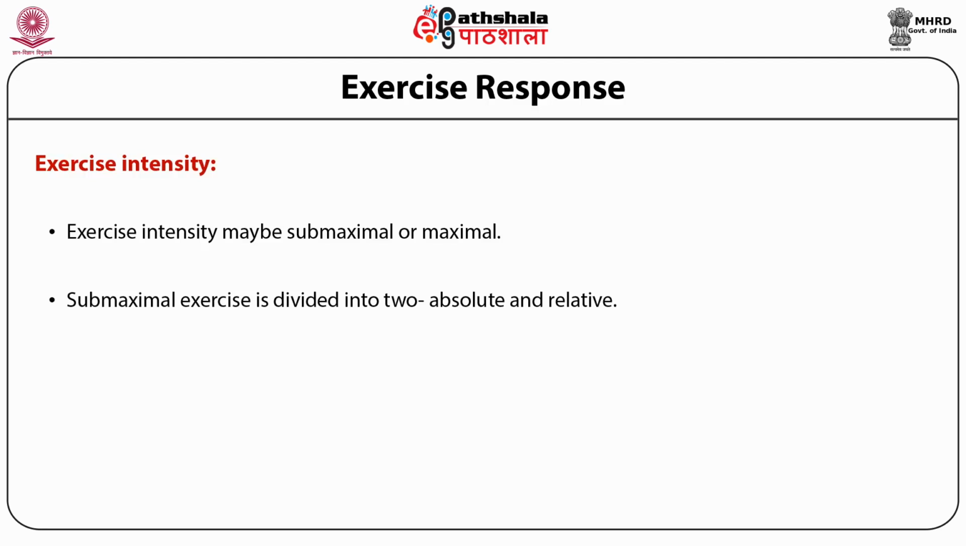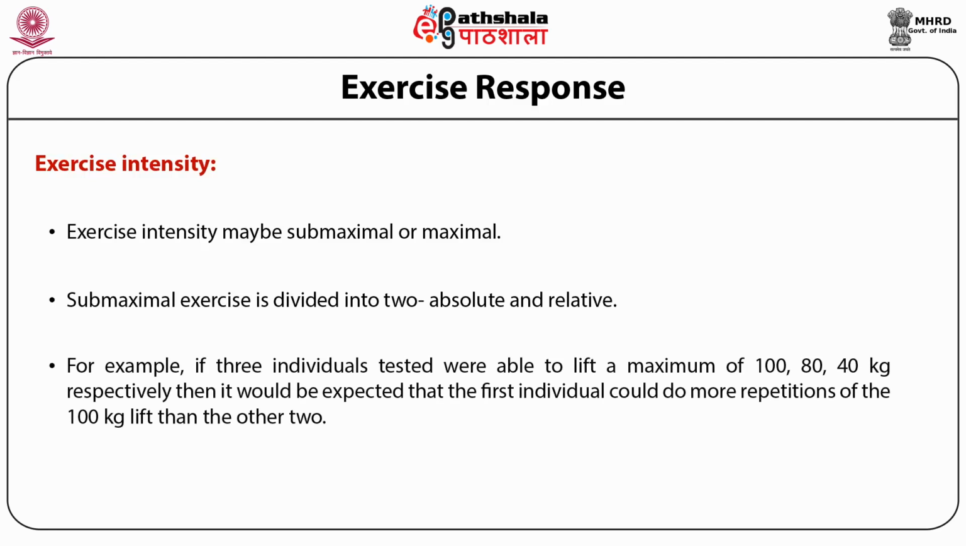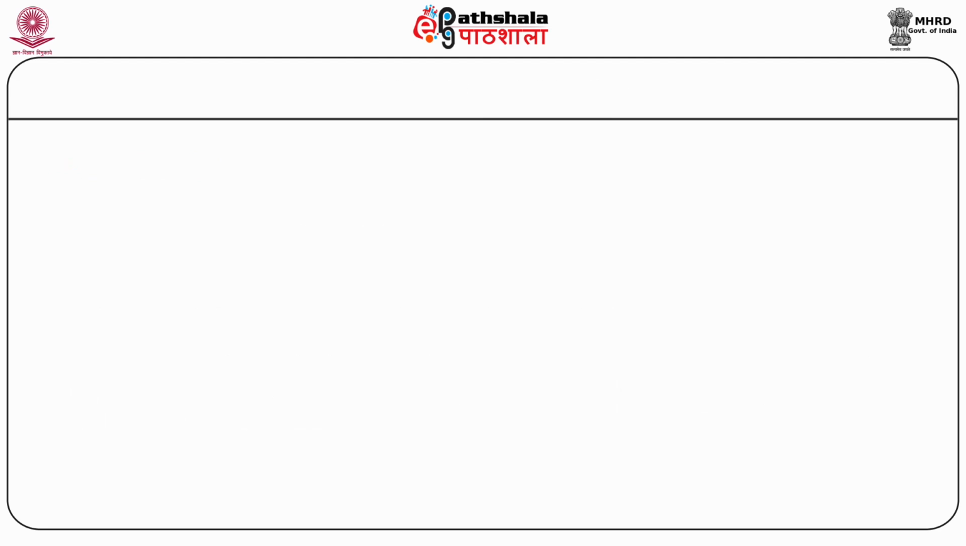A set exercise load performed at any intensity from just above resting to just below maximum is referred to as absolute submaximal workload. For example, if three individuals tested were able to lift a maximum of 100, 80 or 40 kg respectively, then it would be expected that the first individual could do more repetitions of the 100 kg lift than the other two. In the same way, the second individual would be expected to lift more than the third, and the third would be expected to lift only once. It is often used in physical fitness tests.